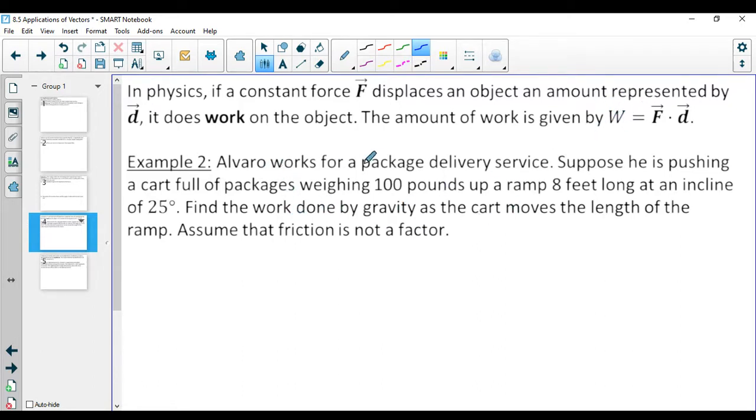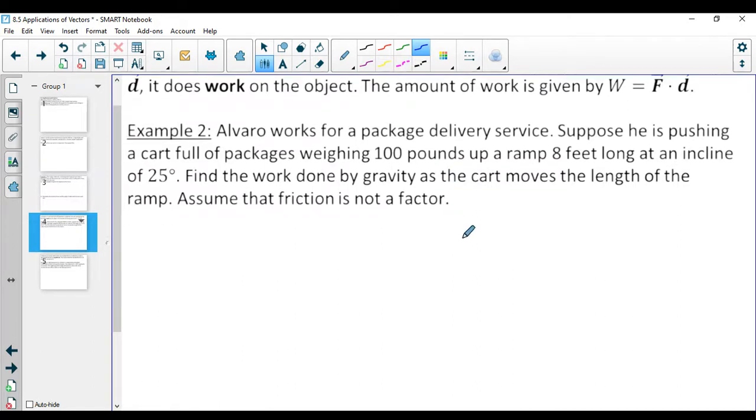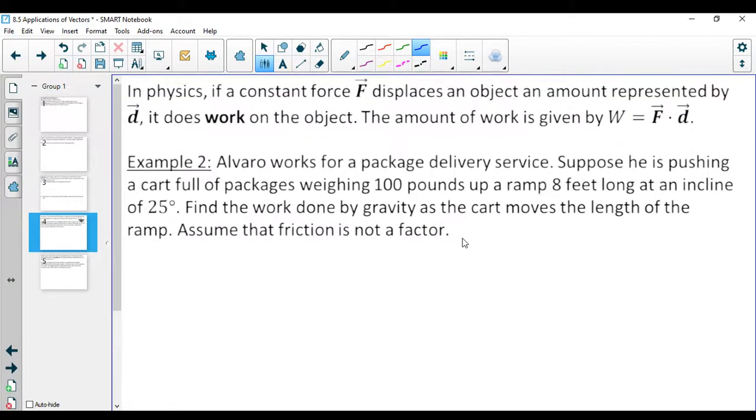So Alvaro works for a package delivery service. Suppose he is pushing a cart full of packages weighing 100 pounds up a ramp 8 feet long at an incline of 25 degrees. Find the work done by gravity as the cart moves the length of the ramp. Assume that friction is not a factor. Now, I'll give a participation point for this one as well. What do you think the first thing I want to do is?